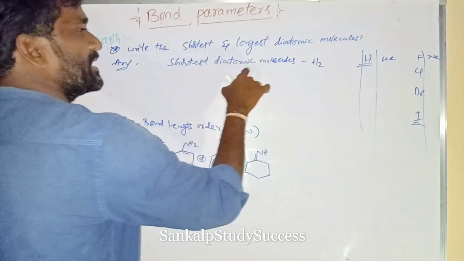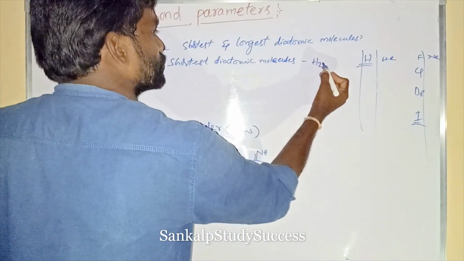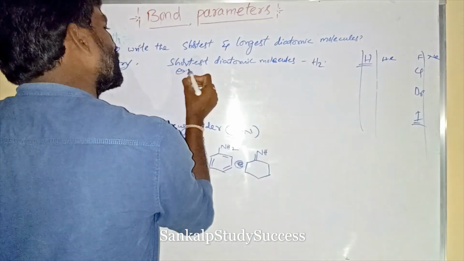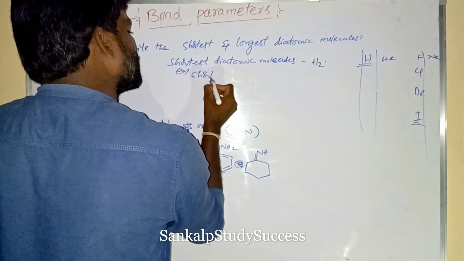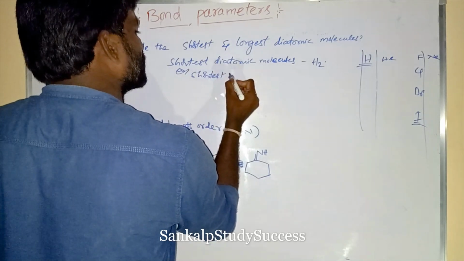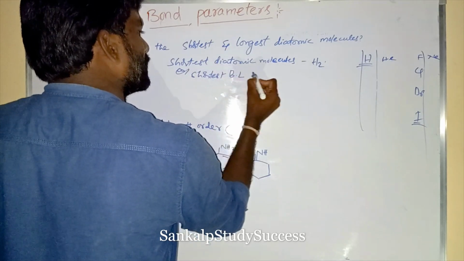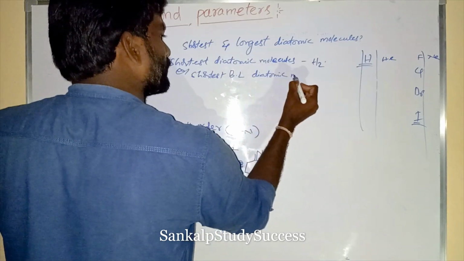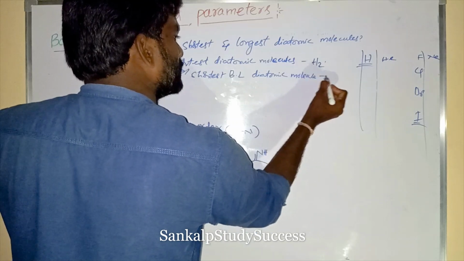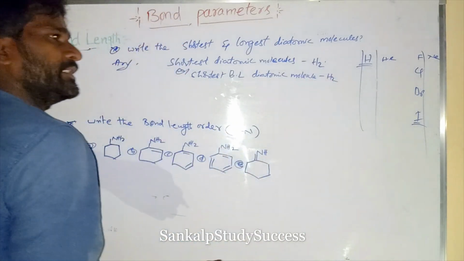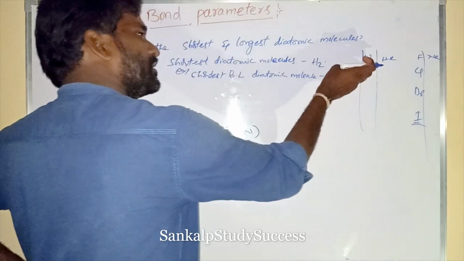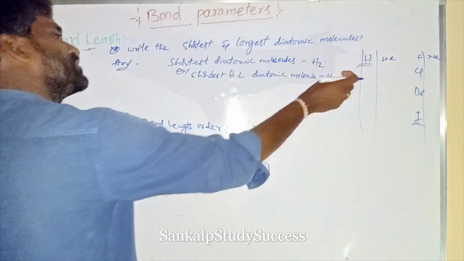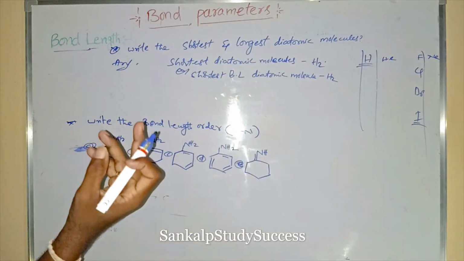So the shortest diatomic molecule is H2. It has the shortest bond length. The shortest diatomic molecule is H2 because in the group it is the top element, so its size is very small. If the size increases, its bond length increases.